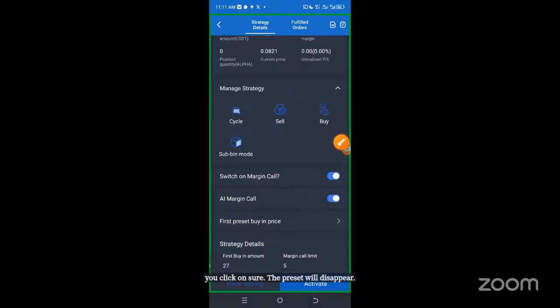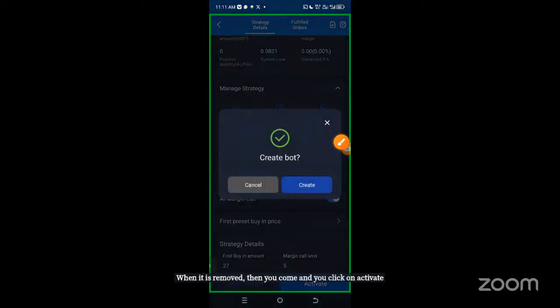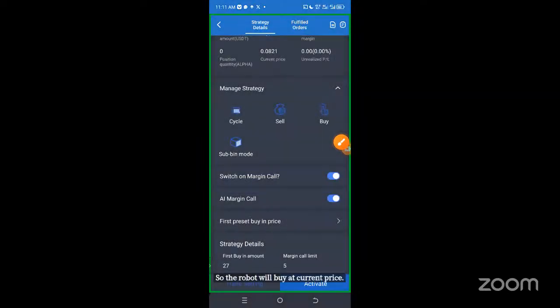When it is removed, then come and you click on activate. Because it is a signal of current price, and you click on create. So the robot will buy at current price.